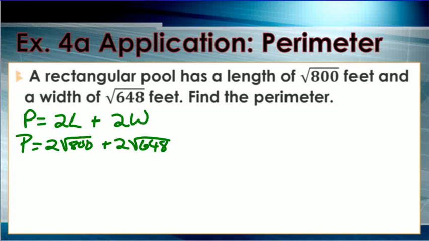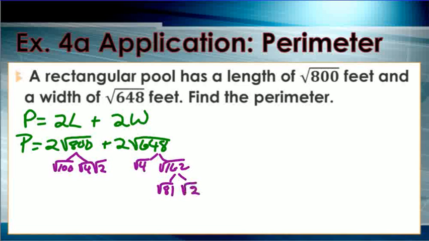So I need to break down the square root of 800. So this would be the square root of 100 times the square root of 4 times the square root of 2. So there's my 800. Square root of 648. Break down 648. Let's say we divide by 4, square root of 4. That gives us square root of 162. I can break down the square root of 162 by dividing this by 81. So this is square root of 81 times the square root of 2. And all I'm doing is just breaking down with perfect squares.